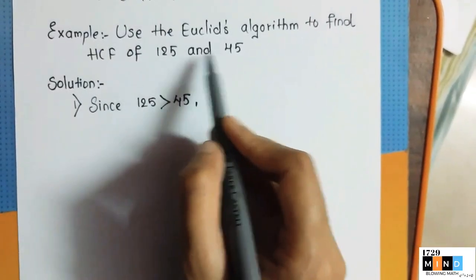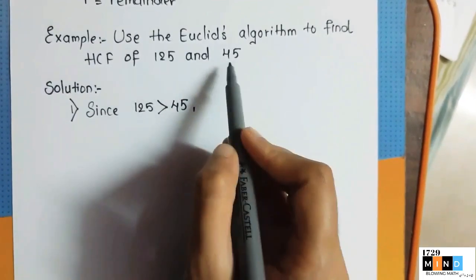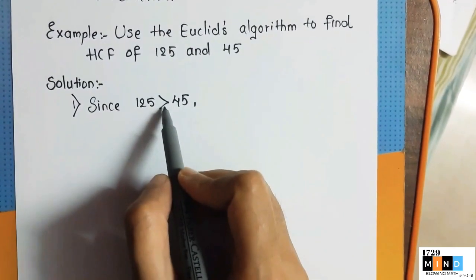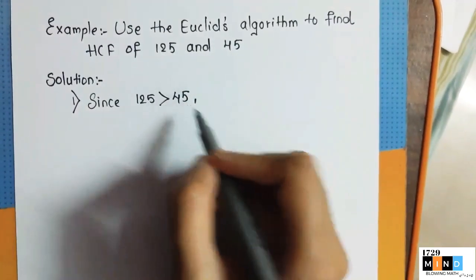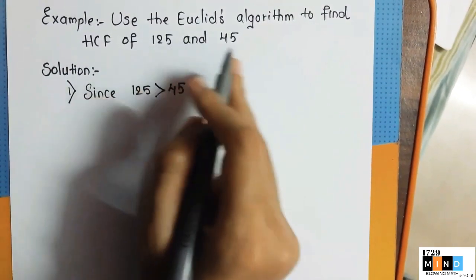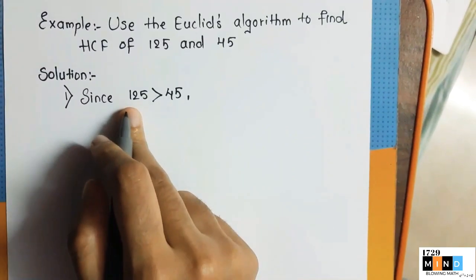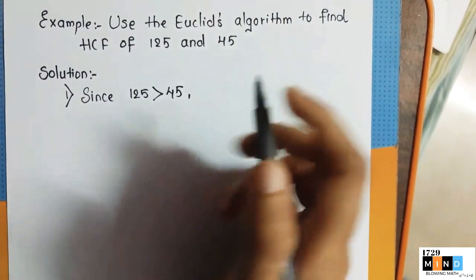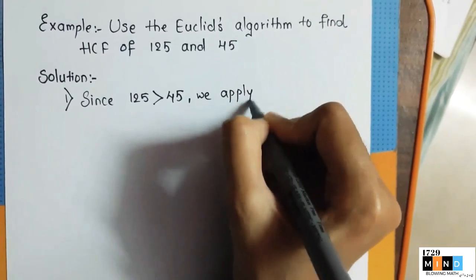Now we are going to compare two numbers, 125 and 45. Comparing these two numbers, 125 is bigger than 45. Why are we comparing these two numbers? Because we have to divide. So to find the HCF of 125 and 45, the first step is to compare the two numbers. 125 is greater than 45. Then here we can apply the division lemma.